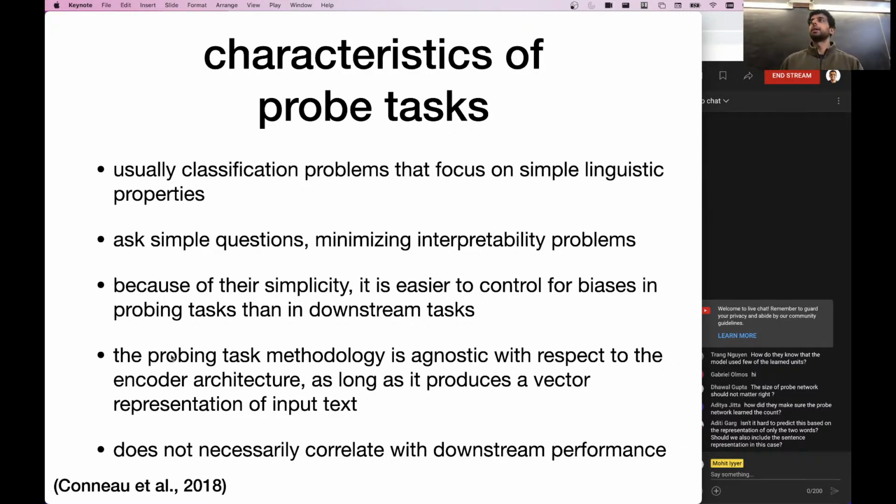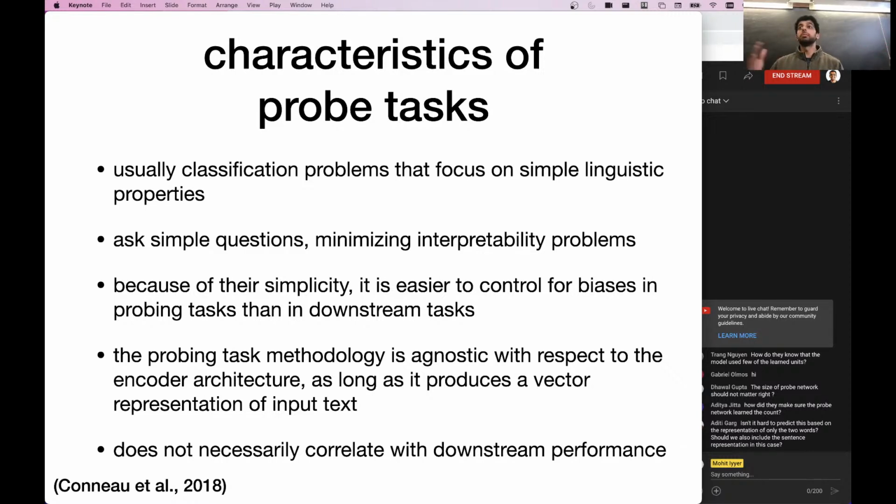In response to someone's question, I think the one on YouTube, the methodology is agnostic to the architecture of the probe network. So you could have an arbitrarily large probe network, but this is talking about the encoder. So I could use this for BERT, I could use this for RoBERTa, I could use this for any model that gives you a vector representation of a sequence. However, the probe network itself could be any architecture.